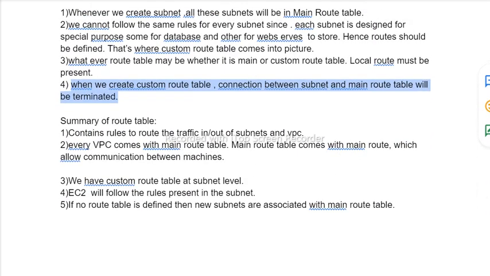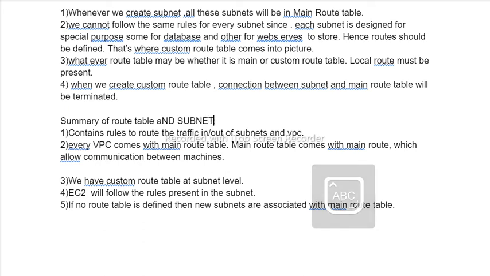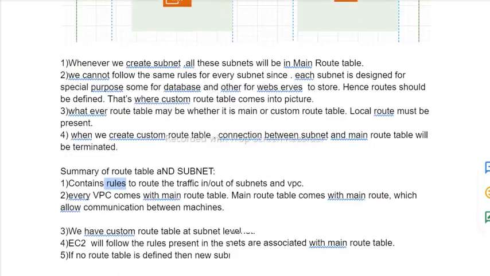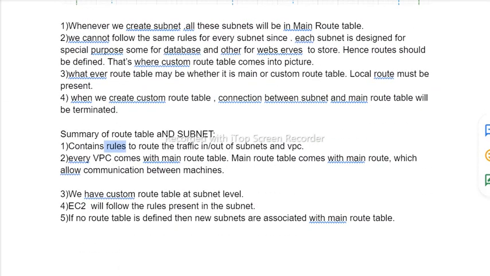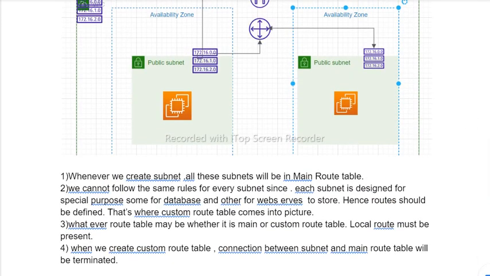Let's have a summary of what we have done so far. Route tables and subnets. A route table contains rules to route traffic in and out of subnets and the VPC. To go to the internet as well as to communicate internally, you should set some rules. Every VPC comes with a main route table. The main route table comes with the main route, which allows communication between machines. Without this one, machines cannot communicate with each other, right?